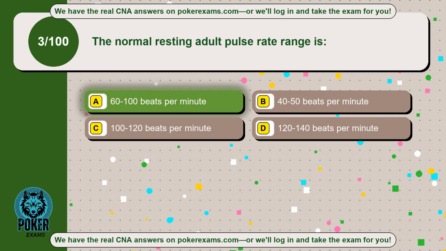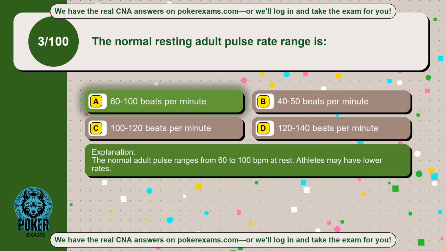The correct answer is option A, 60 to 100 beats per minute. The normal adult pulse ranges from 60 to 100 BPM at rest. Athletes may have lower rates.